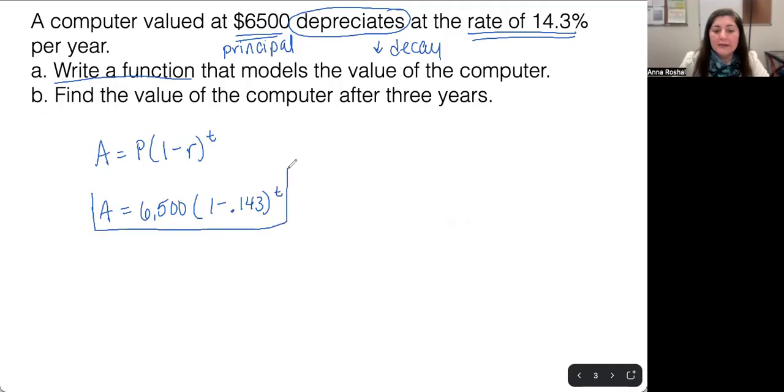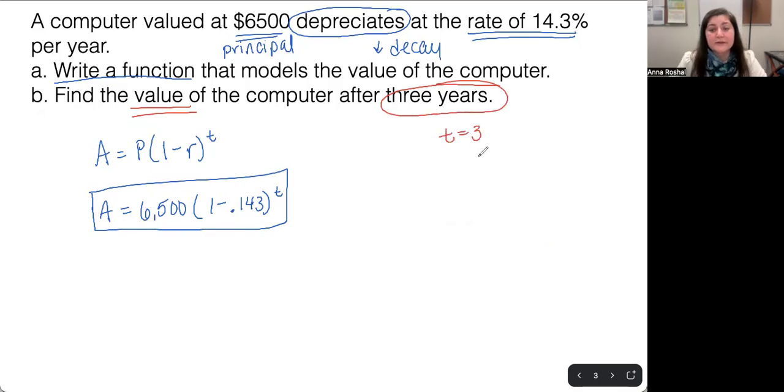This is totally acceptable for part A. Part B says find the value. So the value is what we're looking for after 3 years, and the time is what we're given. The time is 3 years. That means I'm going to replace that t. This is totally acceptable at this point in the game.